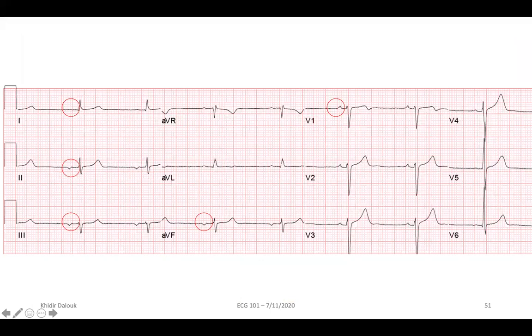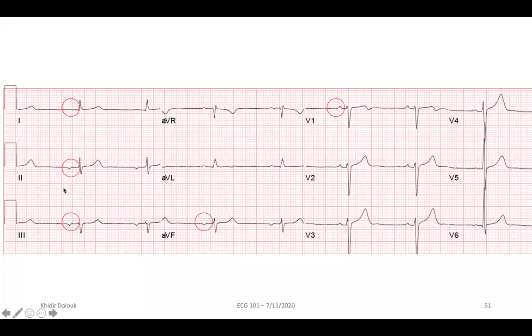Here, this is an example for you. As you can see here, there is a P followed by a QRS and a T, and the sequence is 1 to 1, but this is not sinus rhythm. Can somebody tell me where this rhythm is originating from? It's not originating from the sinus node because in the inferior leads, you can see the P waves are negative.